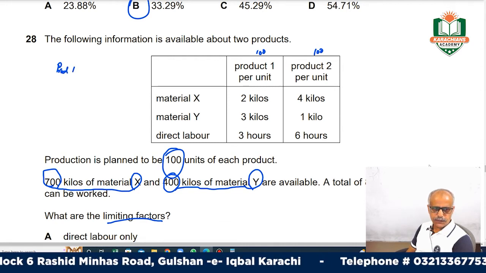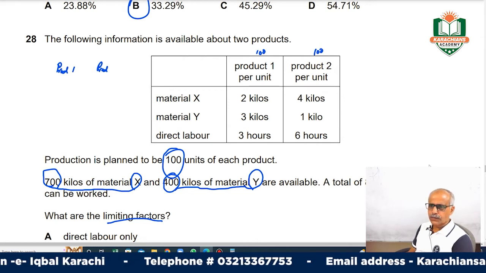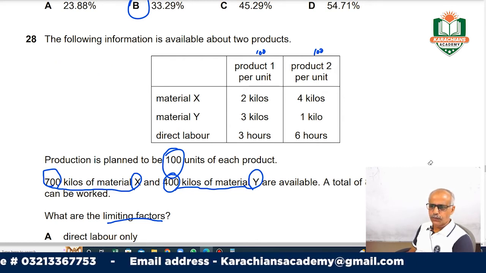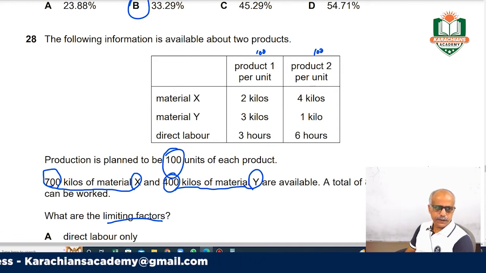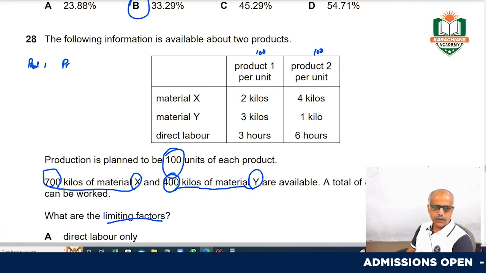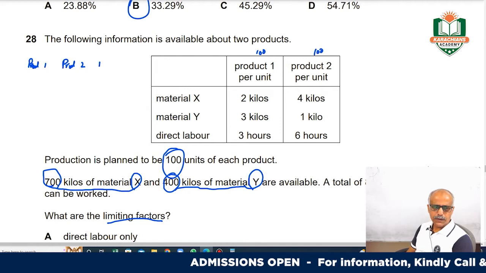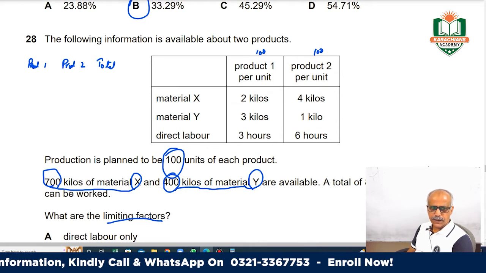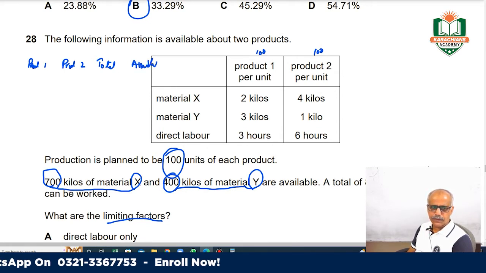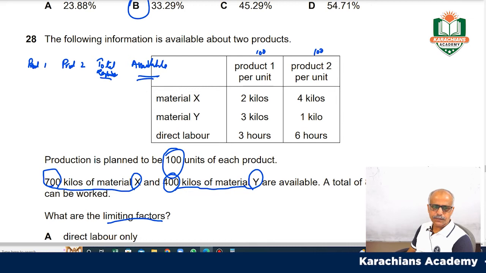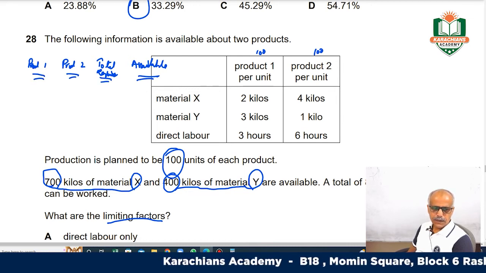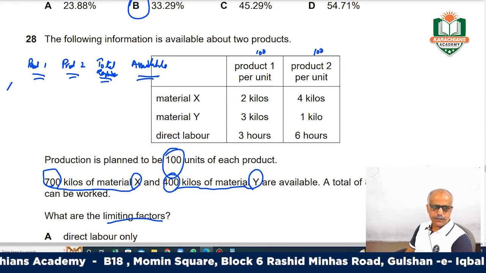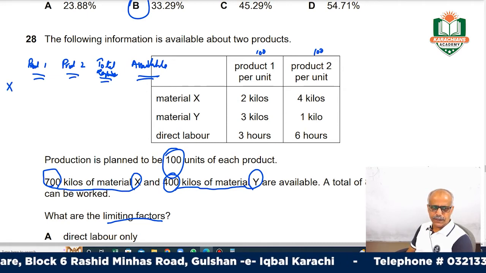Product 1, product 2, and total required, and available. Material X, how much is required?